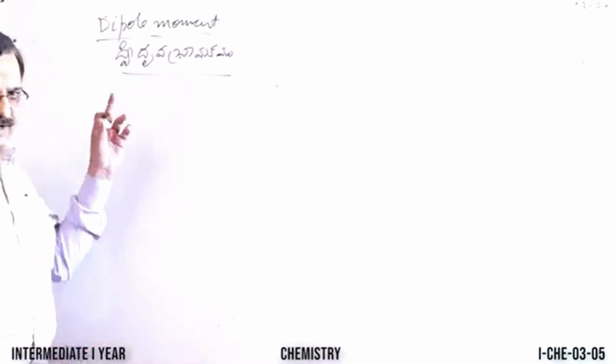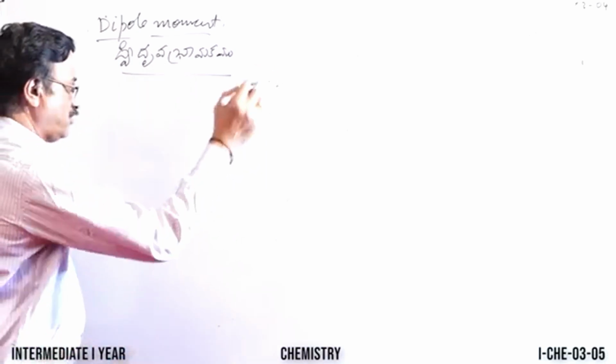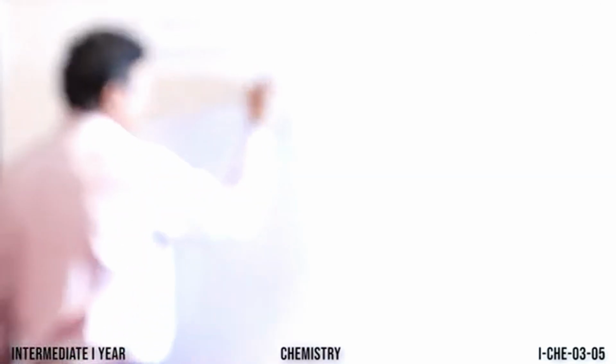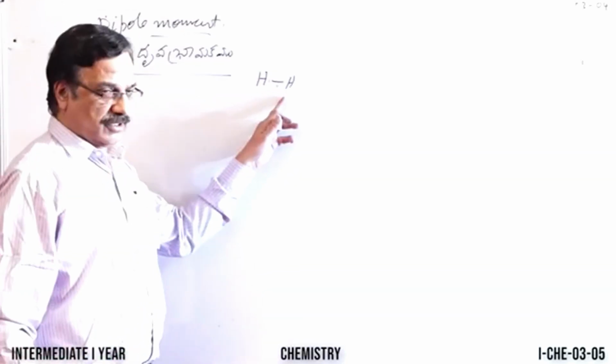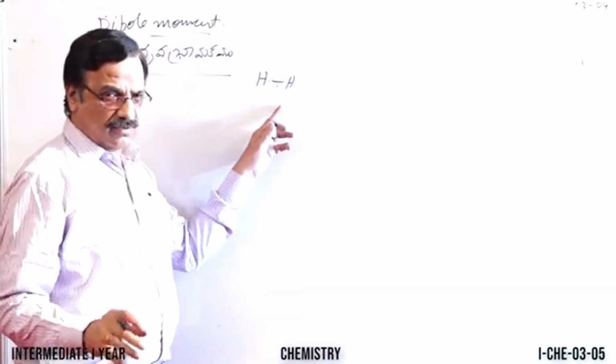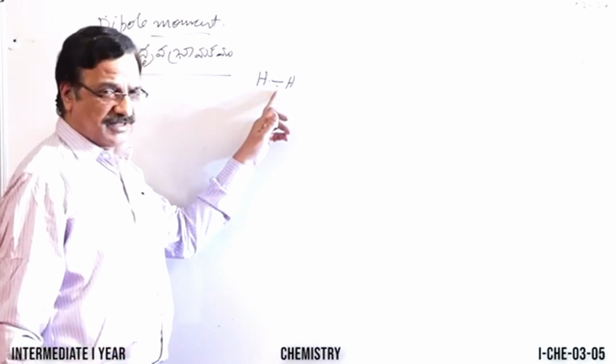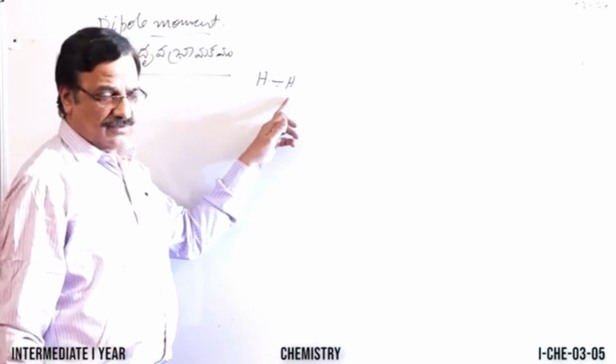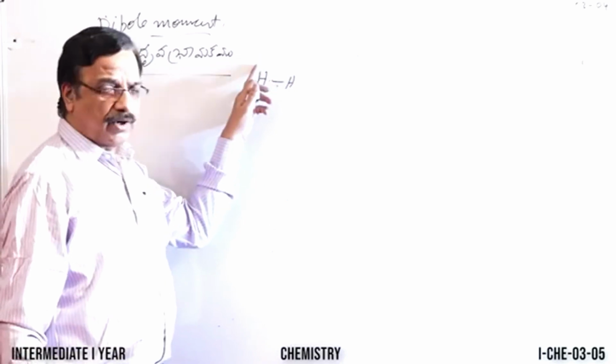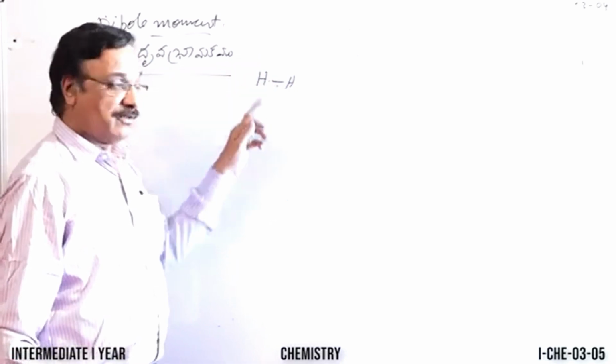First we'll understand what is dipole, right? Suppose a molecule has hydrogen, two atoms are the same, the electronegativity difference is 0. So the electron pair resides exactly between the two atoms. Such a molecule we call a homoatomic molecule.